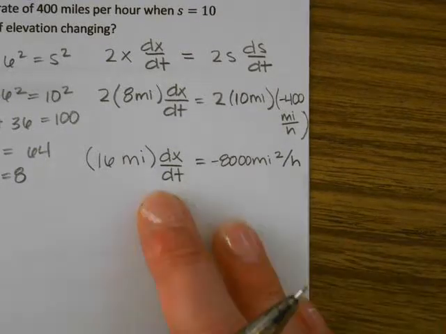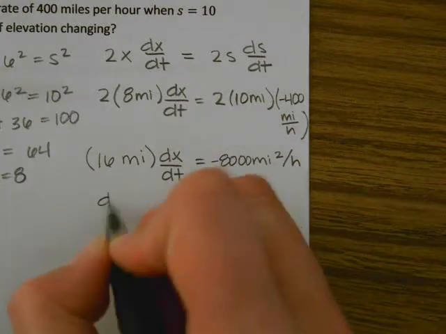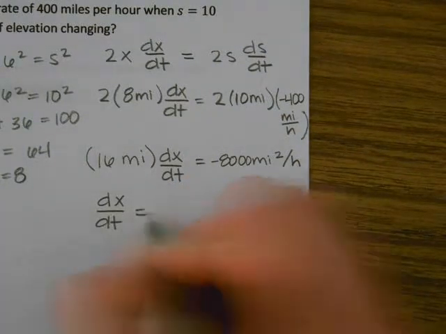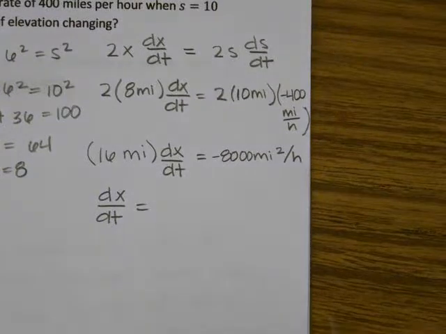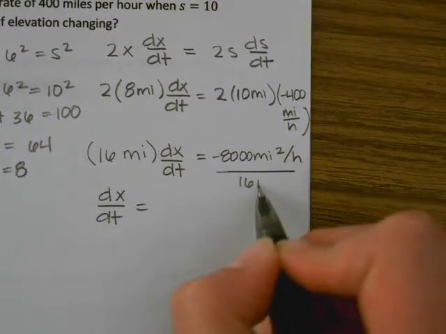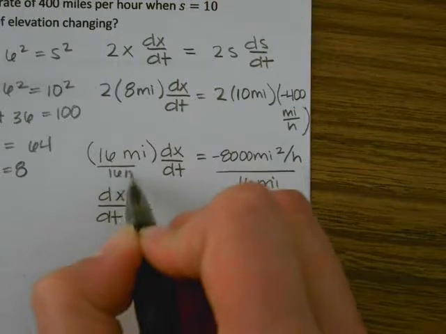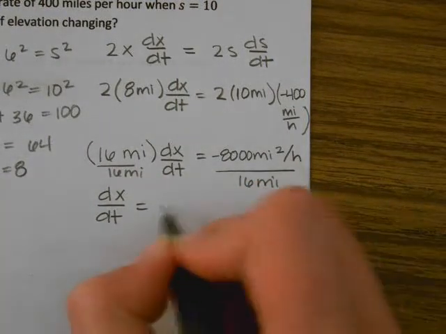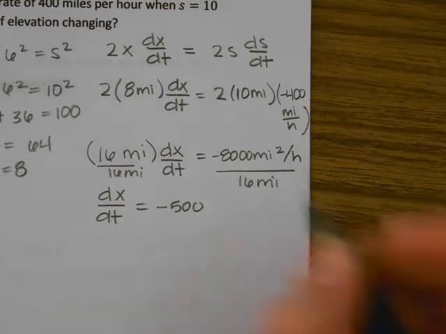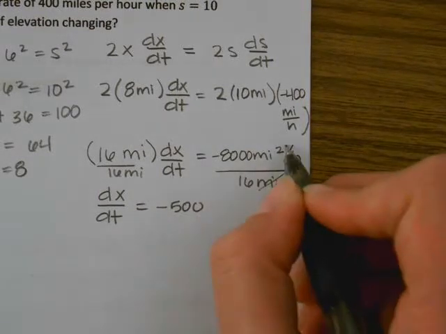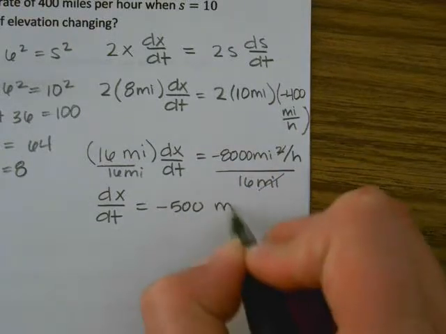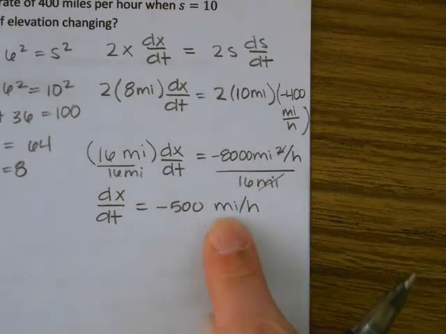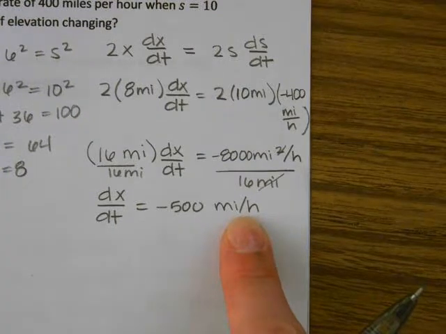Okay, so now at this point, we can go ahead and solve for dx dt. What do we have to do to solve for it? Yeah, we're going to divide this by 16 miles. So negative 8,000 divided by 16 is negative 500. One of the miles cancels out with one of the miles up there, and that leaves us with miles per hour. You can write it like this, or you can write mph. Whichever way you write it is fine.